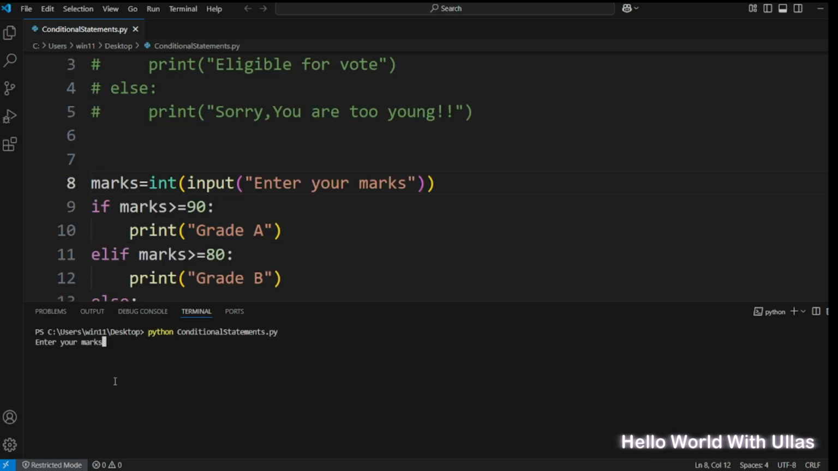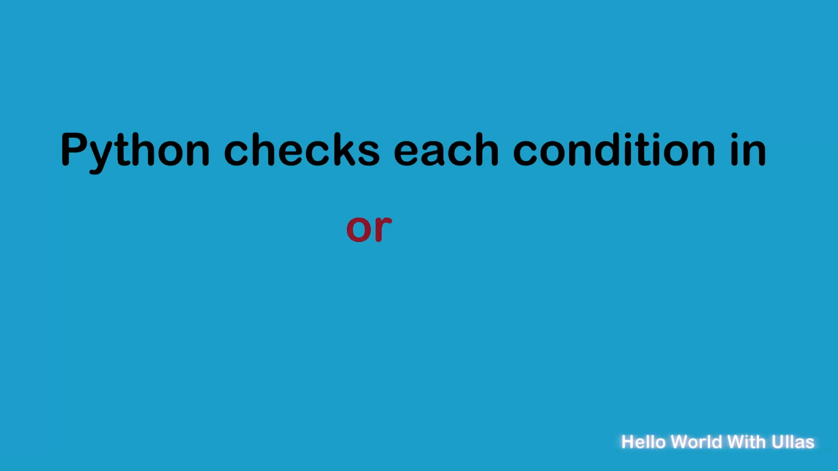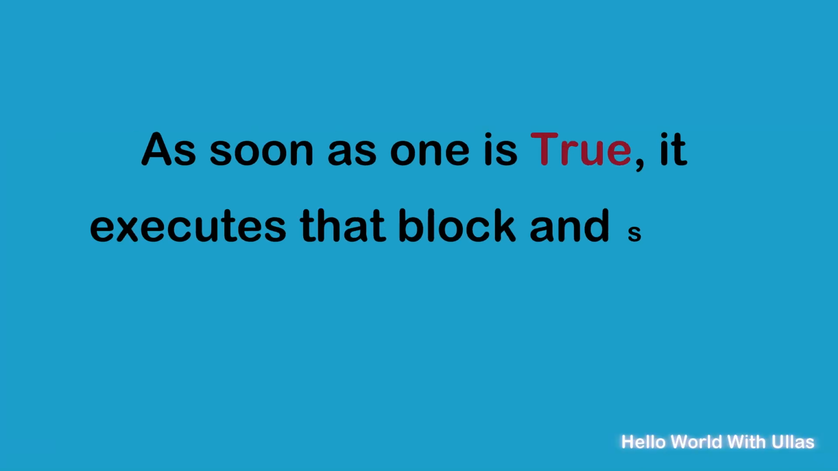So it's asking enter your marks. I have entered 80 and it says grade B. Let's say I will enter my marks as 23 and it says grade F. So Python checks each condition in order. As soon as one is true, it executes the block and skips the rest.